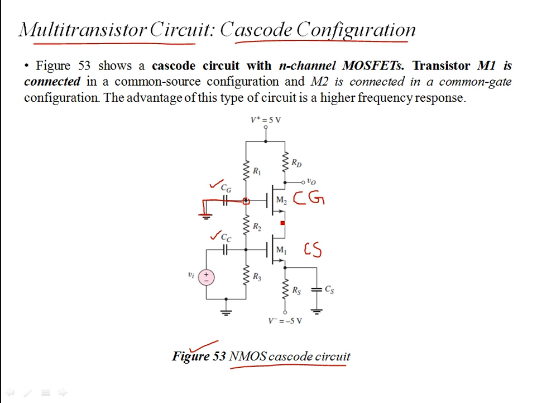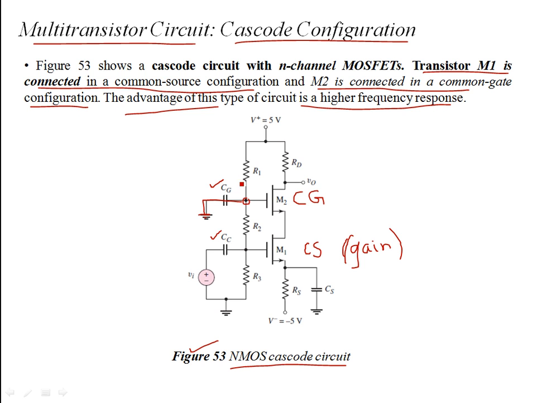So what happens is, for this particular application, common source can provide you a small signal gain, whereas if you're connecting this in Cascode with a common gate configuration like this, you might end up achieving a higher frequency response. So it has its own advantage. The advantage of this type of circuit is a higher frequency response. So transistor M1 is connected in a common source configuration. M2 is connected in common gate configuration.